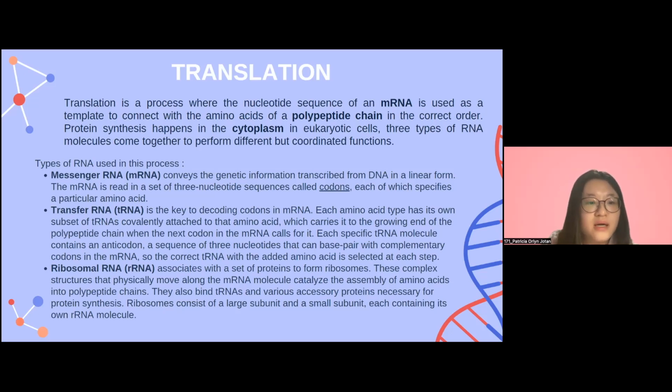The last one is ribosomal RNA, which associates with a set of proteins to form ribosomes. This complex structure physically moves along the mRNA molecule and catalyzes the assembly of amino acids into a polypeptide chain. They also bind tRNAs and various accessory proteins necessary for protein synthesis. Ribosome consists of a large subunit and a small subunit, each containing its own RNA molecule. Next slide, please.